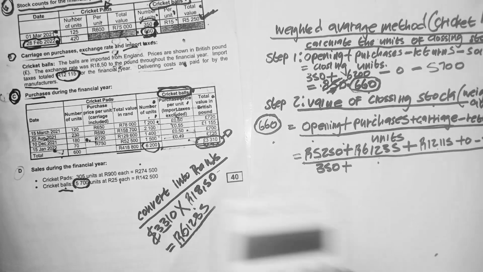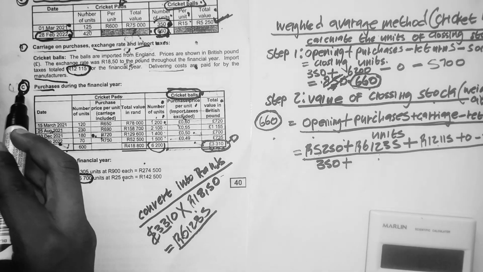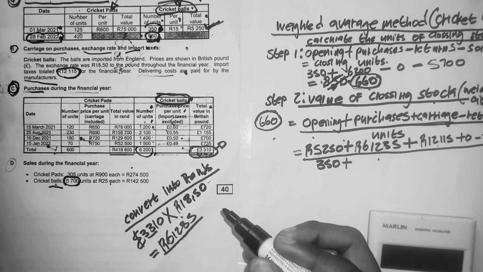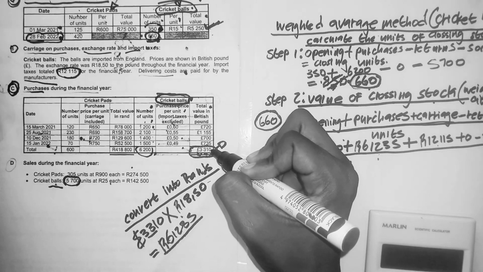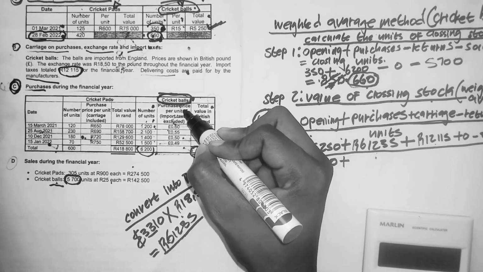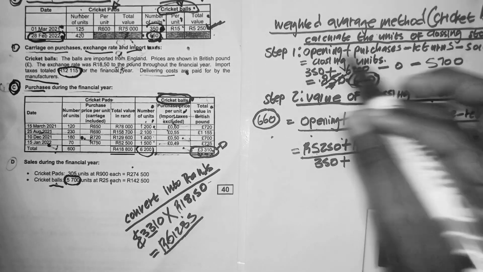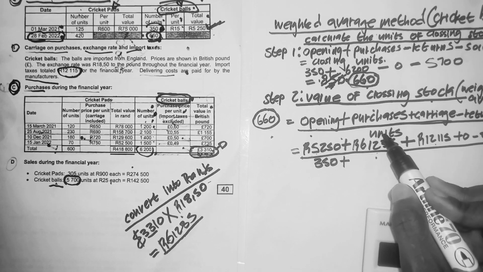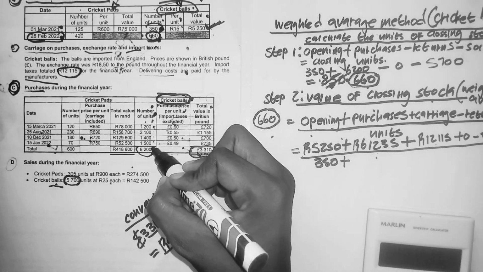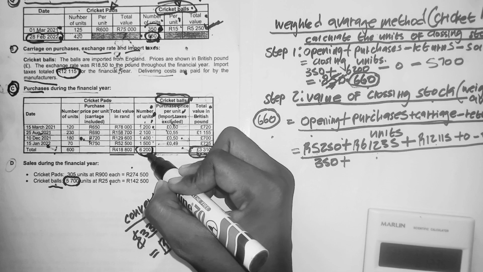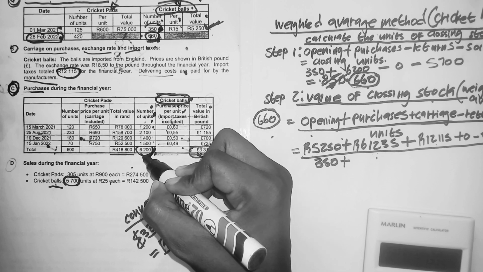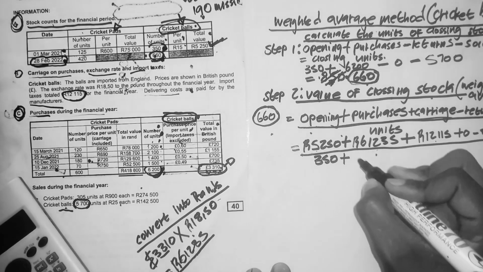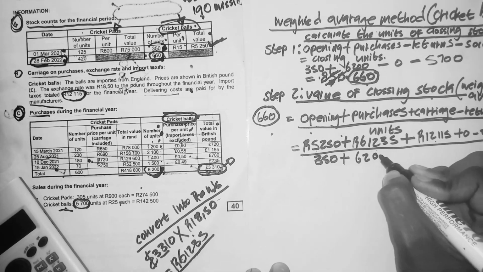We go to our purchases information, which is number C, purchases during the year. How much do we have for purchases? We have the total value, we don't take it. We have the per unit here, we don't take the per unit. We take the number of units. Hence, the formula says we divide by units. So the number of units for purchases is 6,200. That's the total, 6,200. So we write it down.